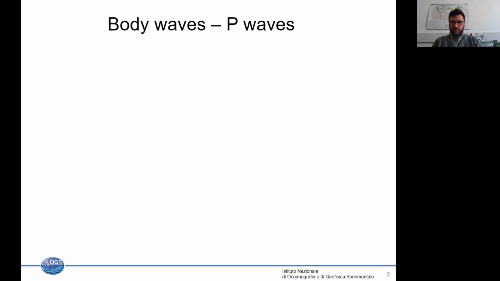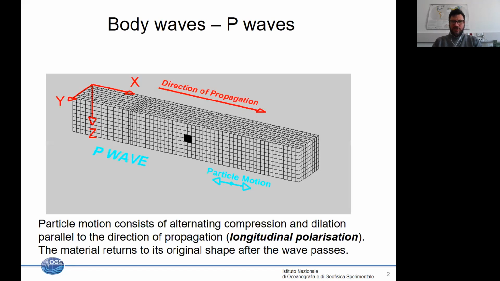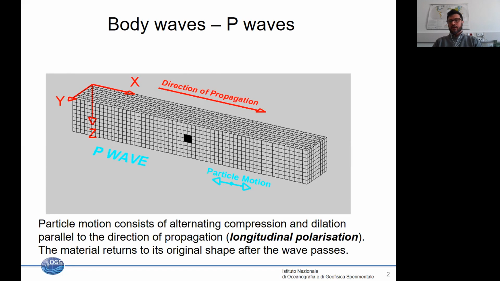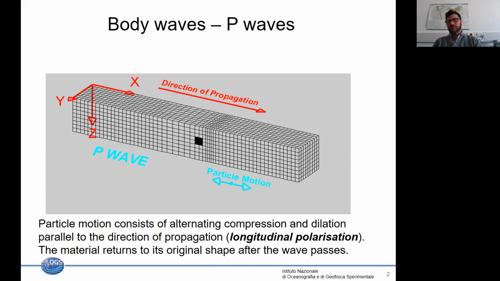So first point, we start with something very basic. We will deal mainly with waves in our course, and we will see different kinds of waves. I think most of you know what we are talking about. We will have both body waves and surface waves. And you know that body waves are mainly classified as P waves and shear waves.